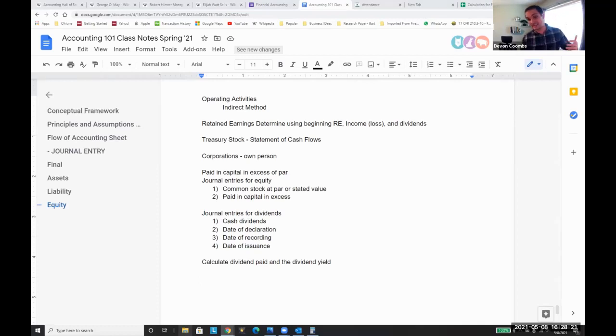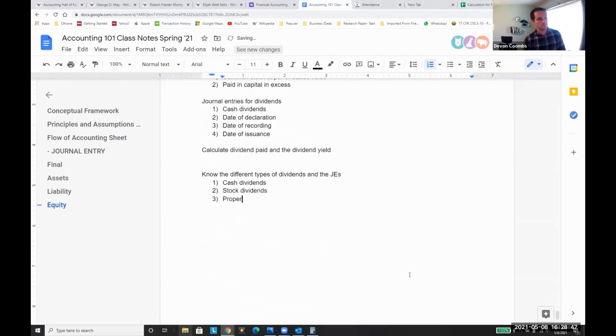Remember, we talked about stock dividends, cash dividends, property dividends, and stock splits. So know the different types of dividends and their journal entries. Cash dividends, stock dividends, property dividends, and then stock splits. Remember that stock splits don't have journal entries. The rest do have journal entries.